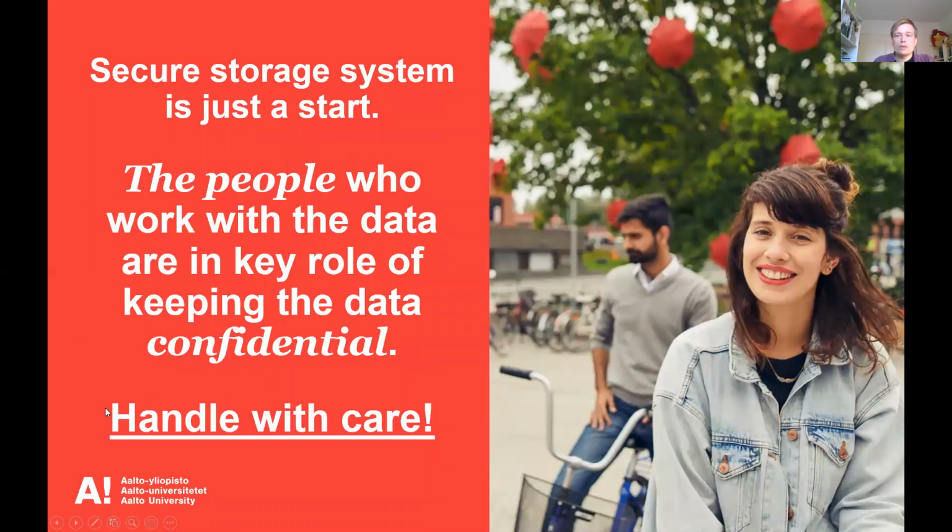So let's start with the important basics. I'll talk a lot about storage systems and technologies and the risks related to them, but let's just start. The most important are the people here. Two people are in the picture also to remind of that. So people who work with data are in the key role of keeping the data confidential.